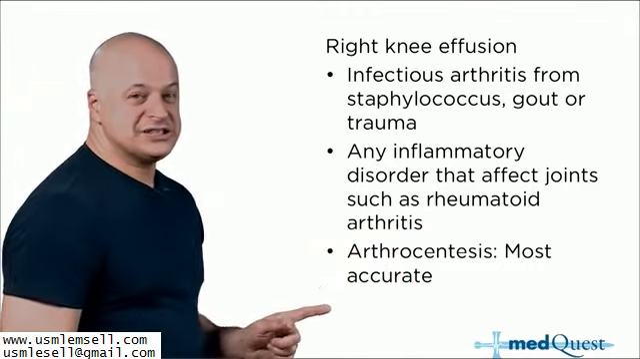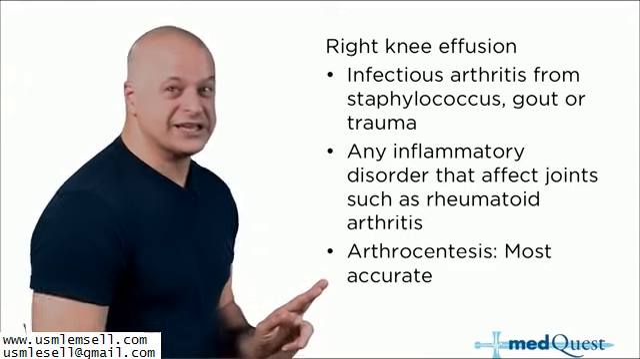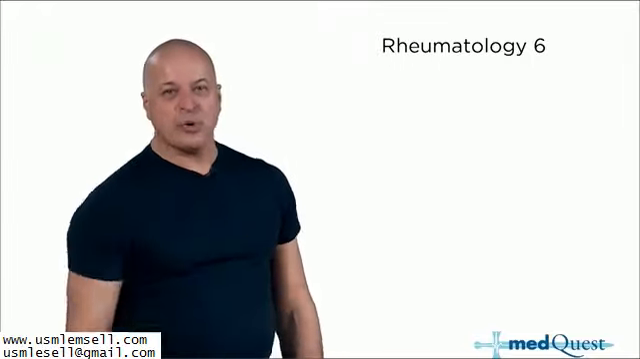Arthrocentesis for a knee effusion is by far the most accurate test. 100,000 white cells, it's infection. Negative needles, it is gout. Positive rhomboid-shaped crystals, it is pseudogout, or calcium pyrophosphate deposition disease.